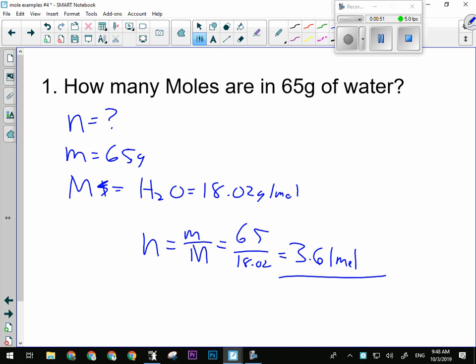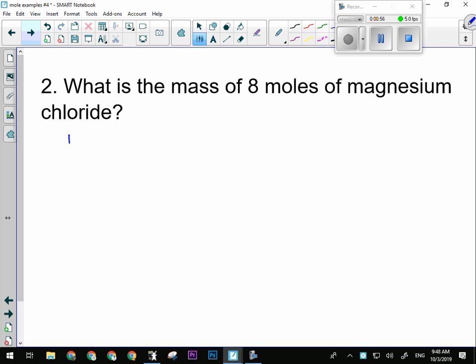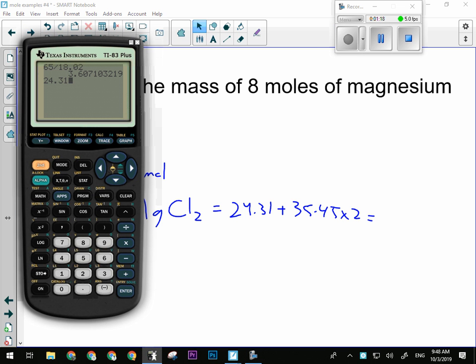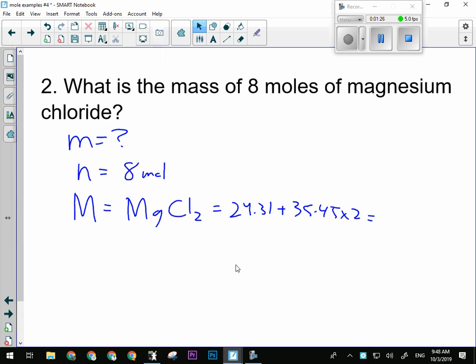Okay, questions on number 1? All right, for number 2, they're asking us to find the mass. So we're looking for little m. They tell us the number of moles, it's 8, and it's magnesium chloride. So that'll be MgCl2. So we'll have 24.31 plus 35.45 times 2. So 95.21 is our molar mass there.